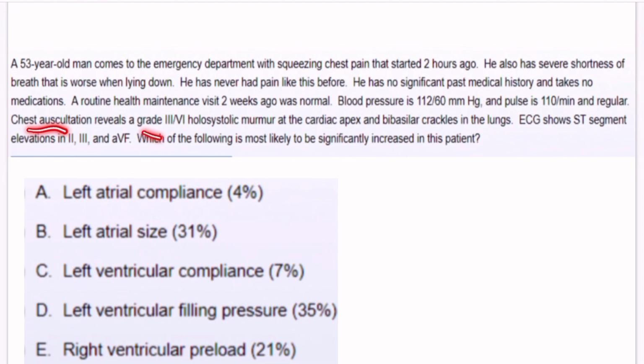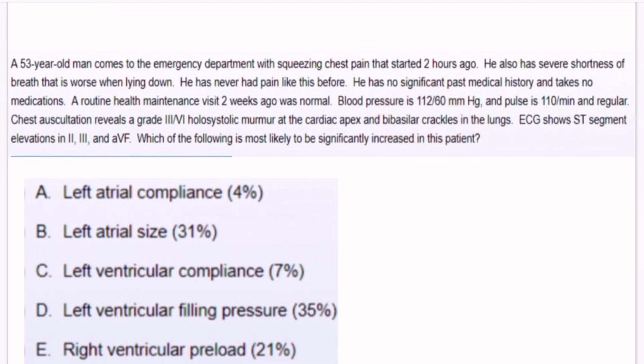Chest auscultation reveals a grade 3 and 4 holosystolic murmur at the cardiac apex and bibasilar crackles in the lungs. So we do know that a holosystolic murmur happens in mitral valve regurgitation, and you will hear it best at the fifth intercostal space in the midclavicular line, and it will radiate to the axilla. So it is heard at the cardiac apex, which is around the fifth intercostal space in the midclavicular line, and you're also hearing bibasilar crackles in the lungs, which means that there's some sort of backflow.